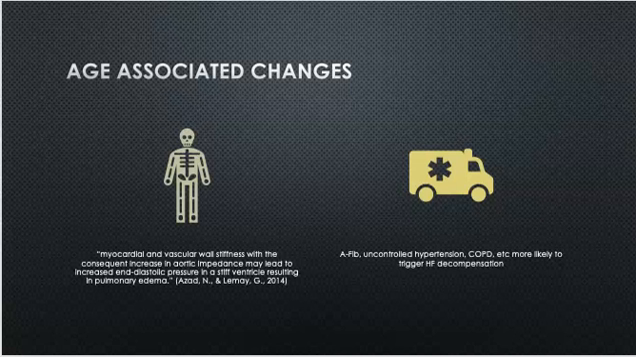Age-associated changes with heart failure include myocardial and vascular wall stiffness with a consequent increase in aortic impedance, which may lead to increased end-diastolic pressure and a stiff ventricle resulting in pulmonary edema. Age-related AFib, uncontrolled hypertension, COPD, and other comorbidities are more likely to trigger heart failure decompensation.